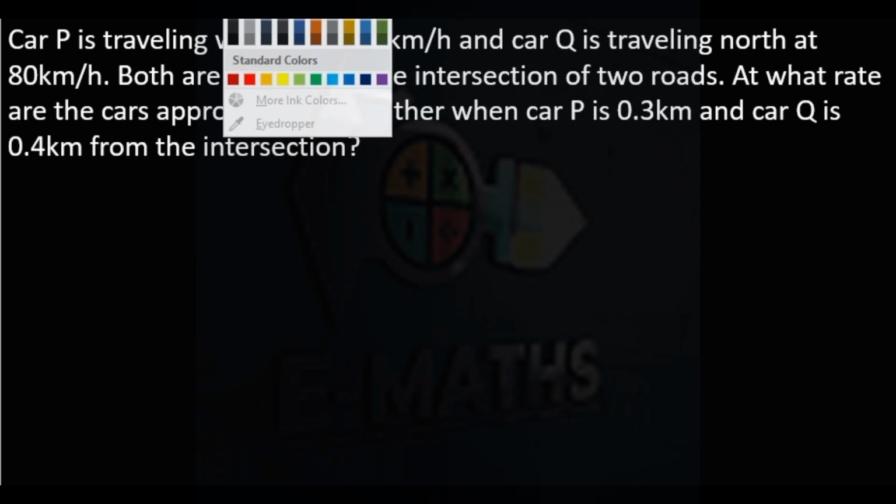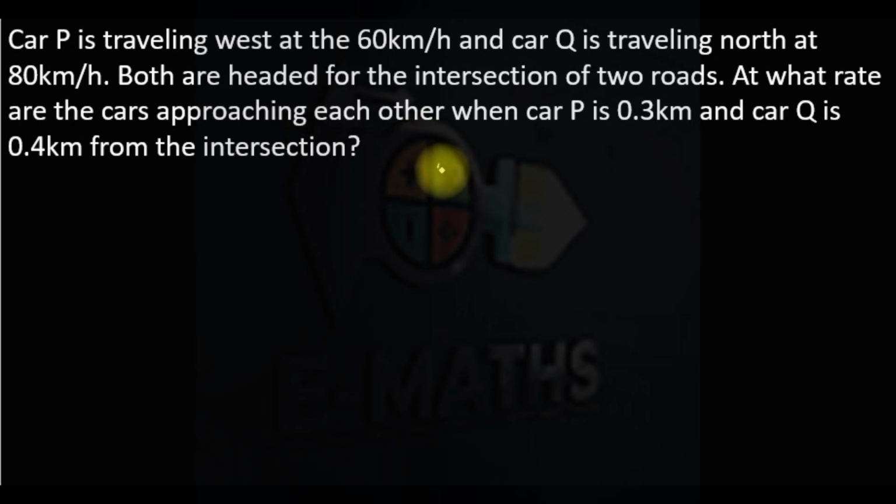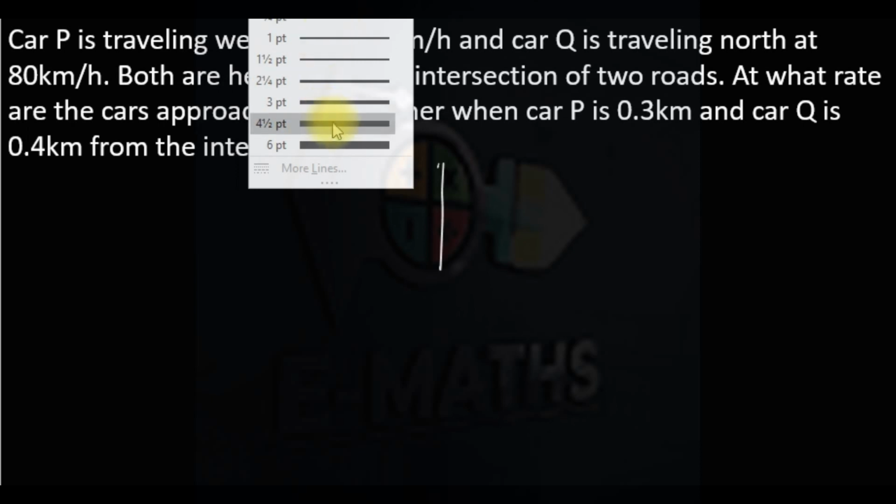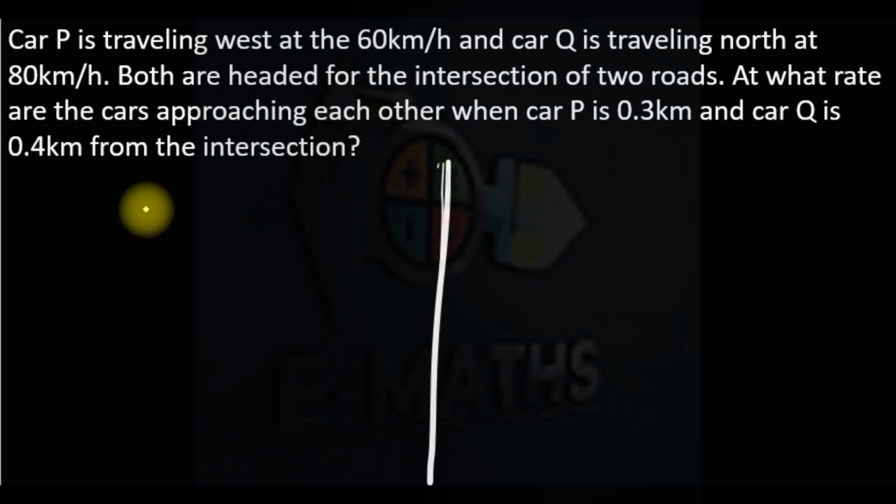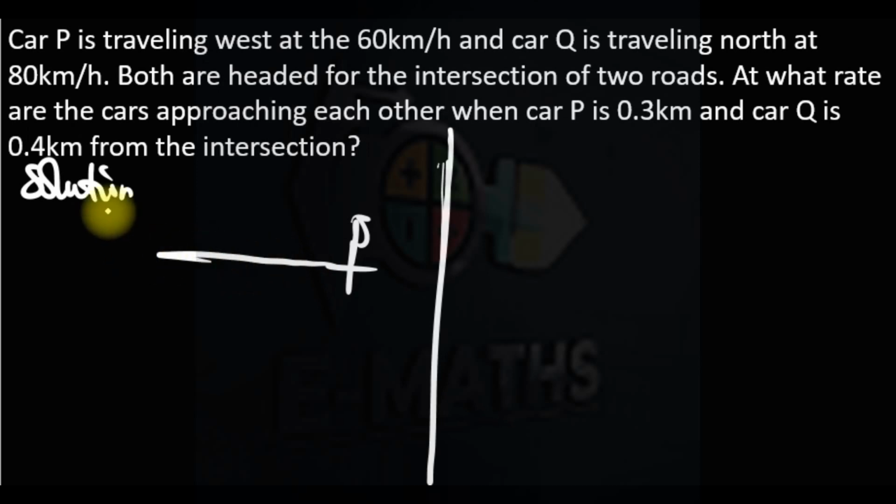So we need to draw a diagram for this. They said car P is approaching from the west. So if this is P, this is west of P. Assuming their point of intersection is R, let's make it R. That's their point of intersection.